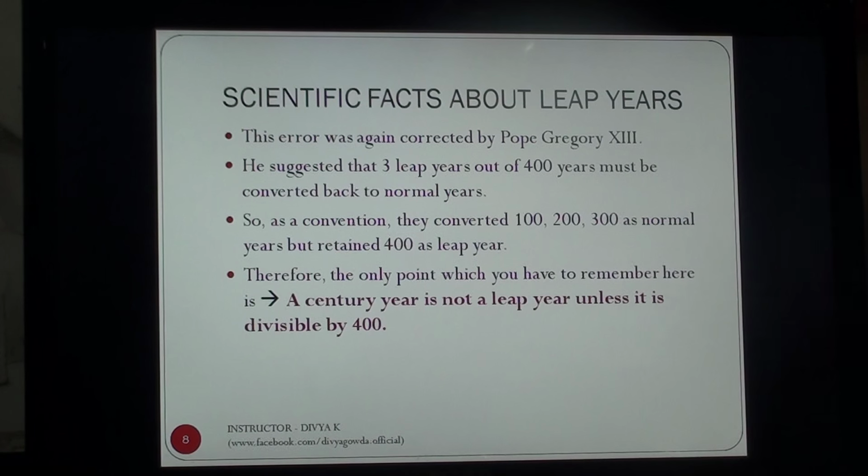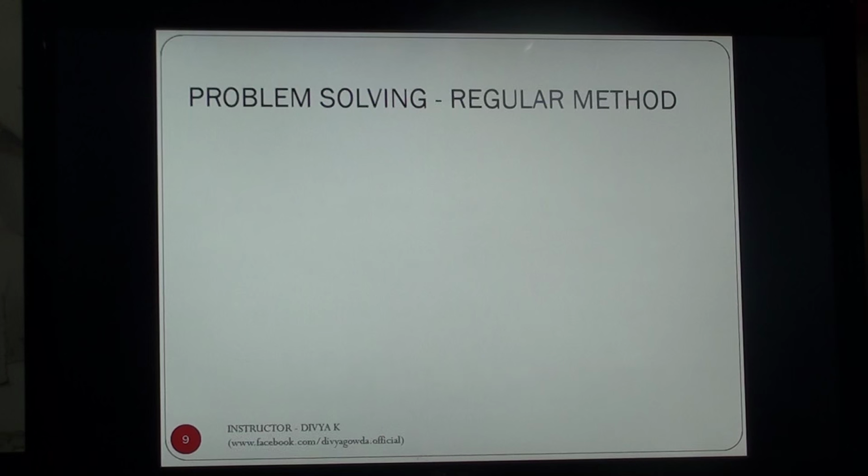So a century year is not a leap year unless it is divisible by 400. Other years are okay. For any other year, you just divide the last 2 digits by 4. If it is divisible, it will be a leap year. So now let us start some problem solving.